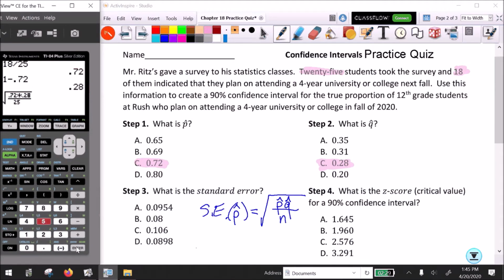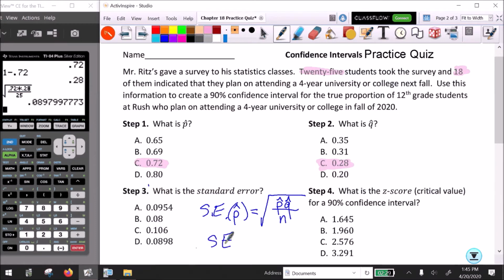And we get that our standard error is equal to 0.0898 if we round it to 4 decimal places. Standard error of p-hat is equal to 0.0898. So we have our answer to step 3.